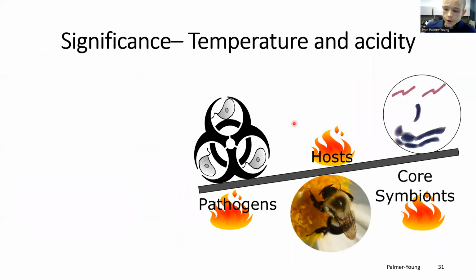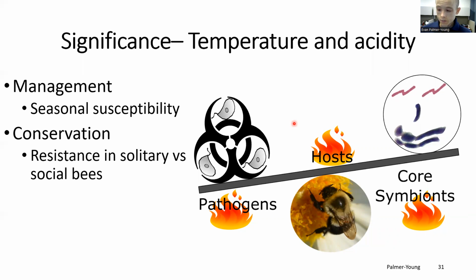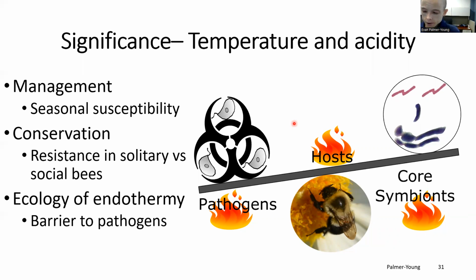Results of our temperature and pH experiments have implications for bee management, helping to elucidate how season and brood-related changes in colony temperature could affect infection; conservation, suggesting how bees with different thermoregulatory abilities and social transmission of acid-producing gut symbionts could vary in susceptibility to infection; and ecology, using bees as models to better understand the value of endothermy as a behavioral component of immunity.